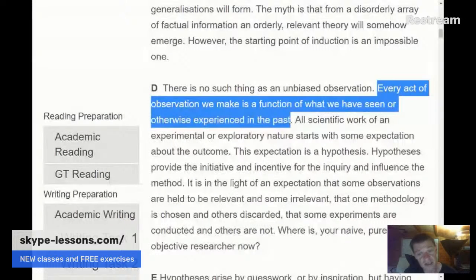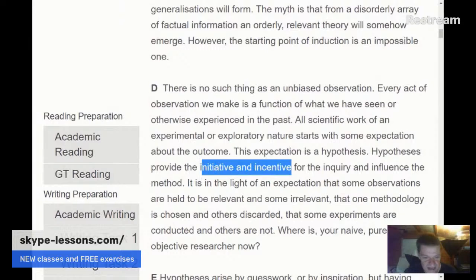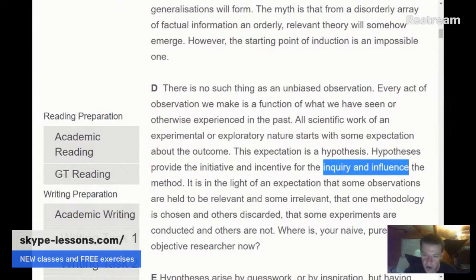This expectation is a hypothesis. So a hypothesis is what makes it prejudiced, yeah? Hypotheses provide the initiative and incentive for the inquiry and influence the method. Again, he's got double nouns beginning with in. Look at that, he's done it again. Sorry, I thought that was double nouns, but it's not. For the inquiry and influence the method.